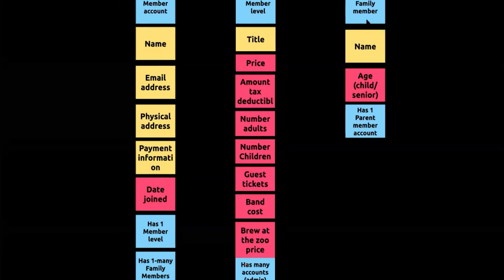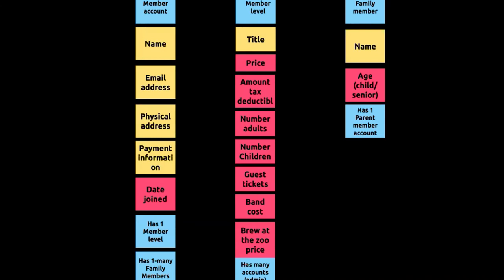And then I might have family member. So a member account could be, mom or something, but then she's got 3 kids and they're all going to different summer camps at the zoo. Okay, so she has this membership level. There's a family membership level. So now we're getting into some of the real complexity here.